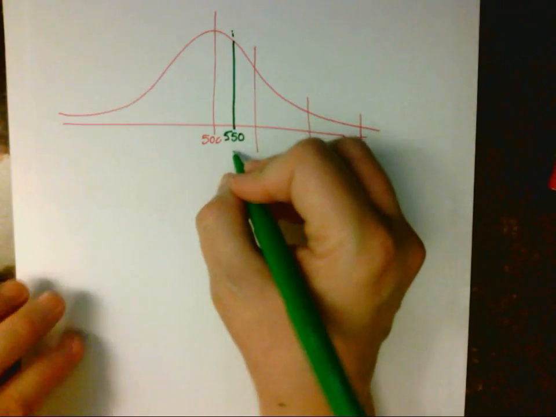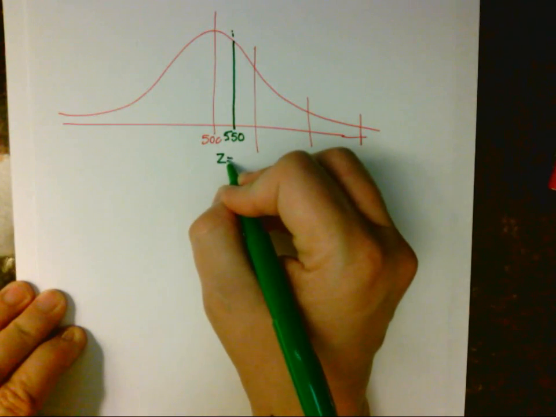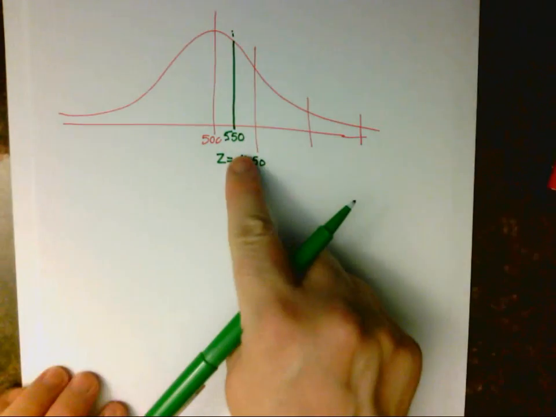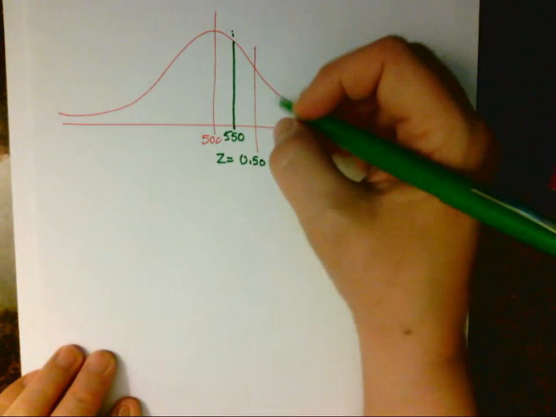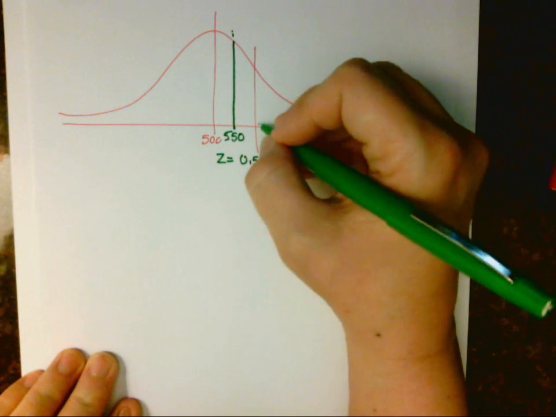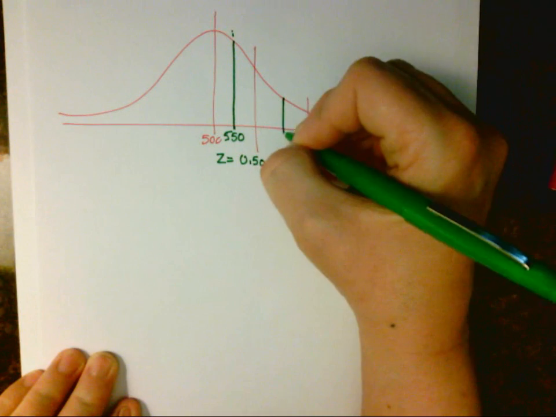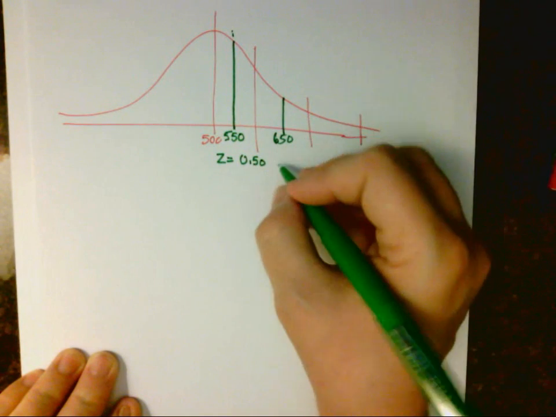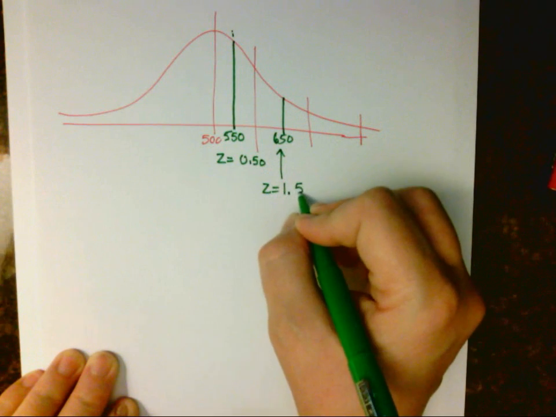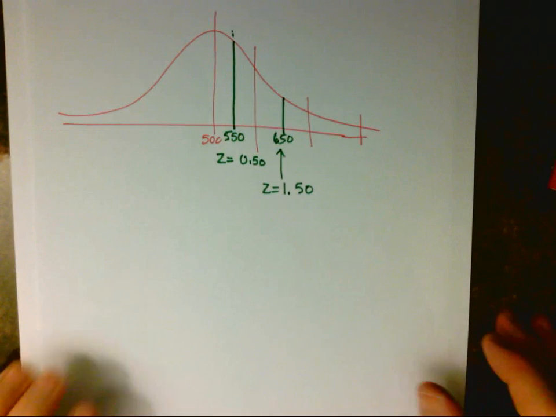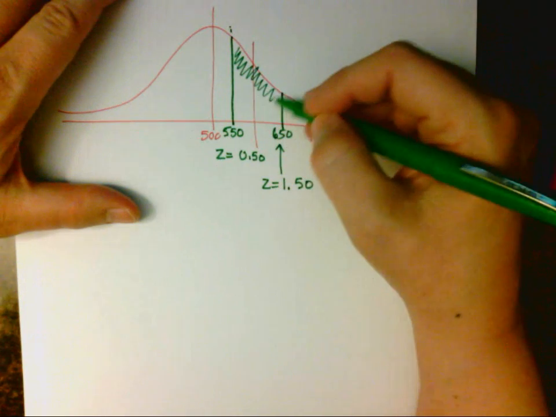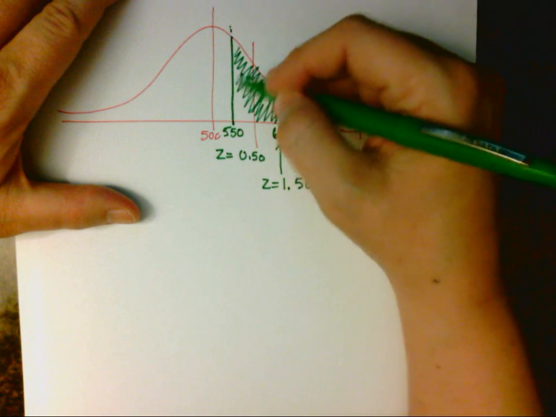550. And at 550, do you remember that the z in part A was 0.50? Okay, that's what we got in part A. We did this already. That was the z value. And over here, where 650 is going to be between 600 and 700, right about here. 650. And it had a z value of 1.50. And they want to know what percentage of the students have SAT scores between that range, in that range.